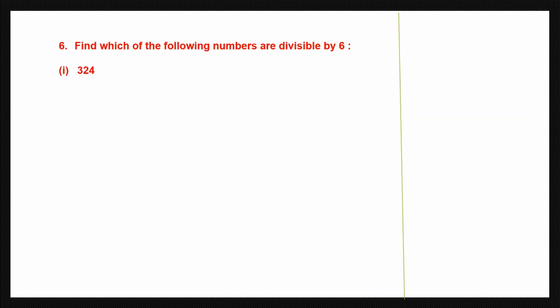Next is the test for 6 to see if a number is divisible by 6, and the first question is 324.